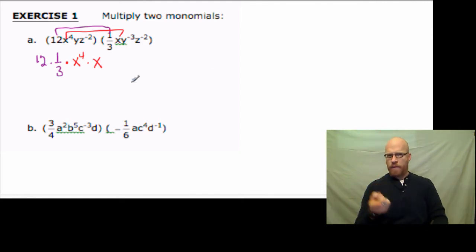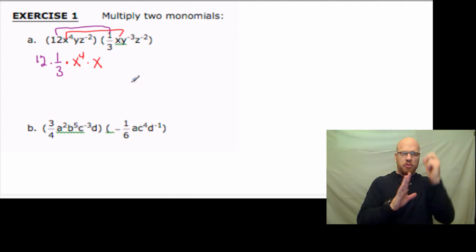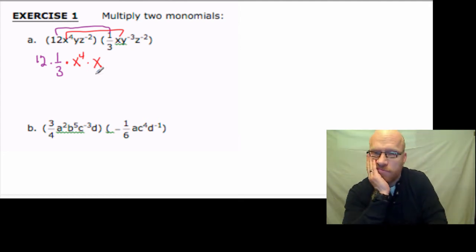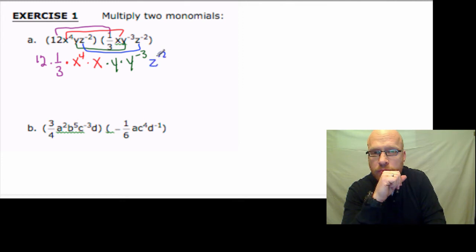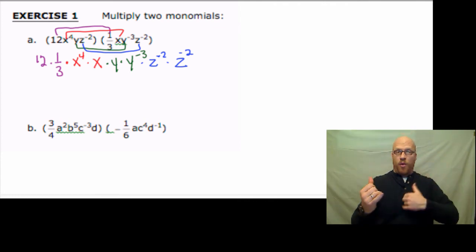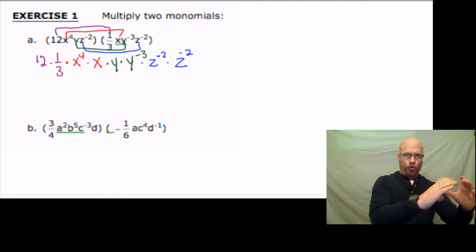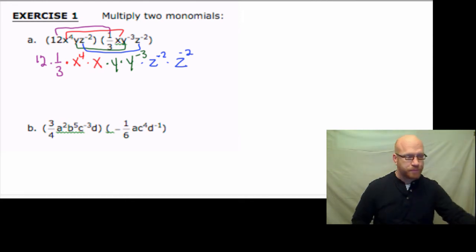Okay, now as we see this, we have y to the first and y to the negative 3. It's okay for right now. Don't worry about it yet. Now we've gathered our variables and numbers together by like bases, and now we're going to go and multiply them together.